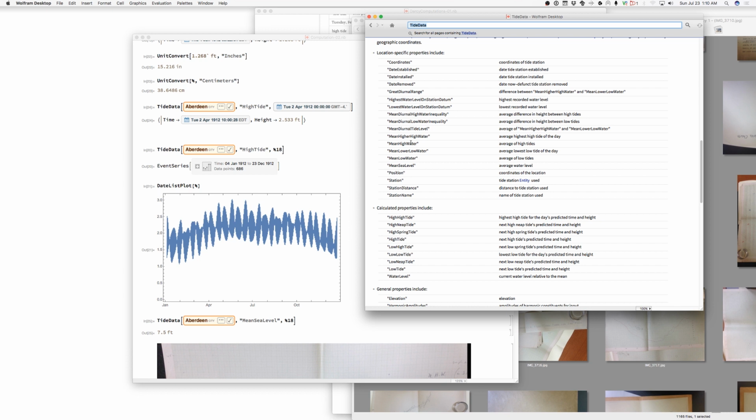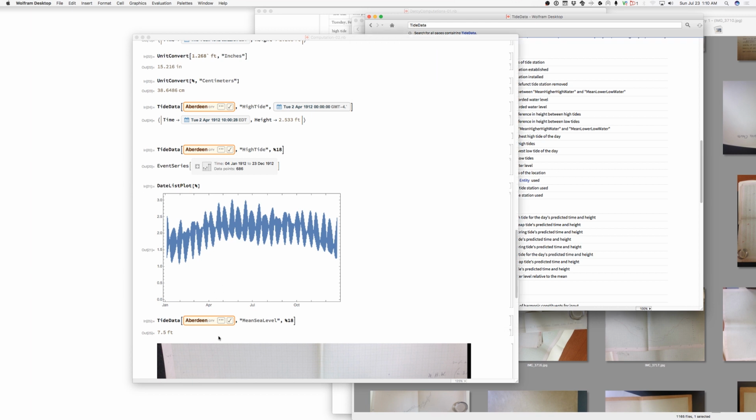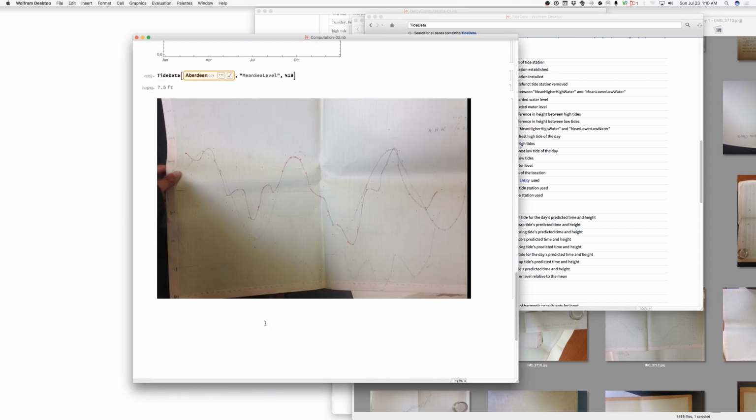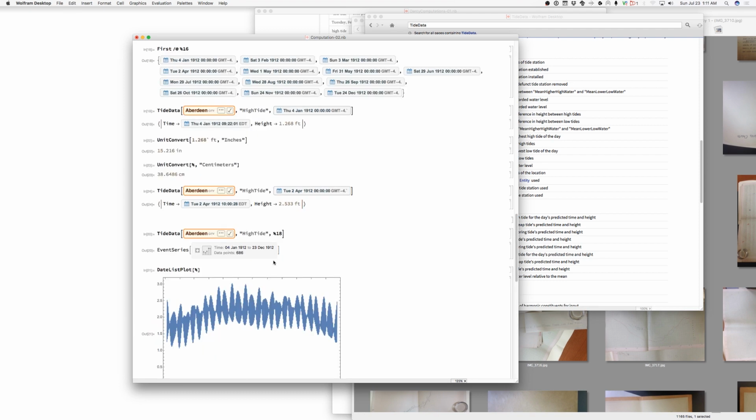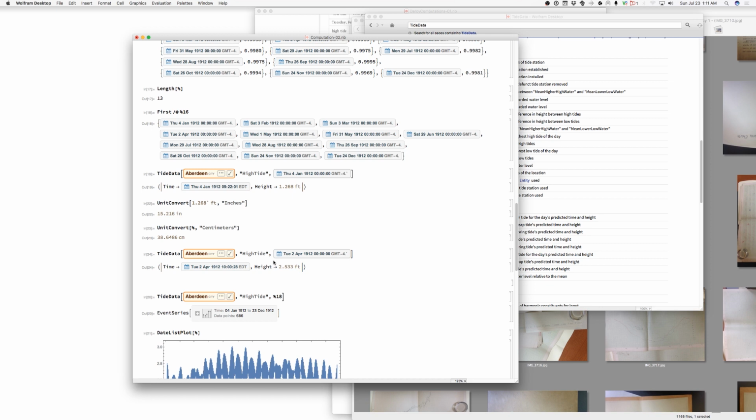Mean high water. There we go. Location specific properties, but mean high water might be a fixed level. Okay, maybe it means something different to him. Let's just see. Line 18, okay, hold on.